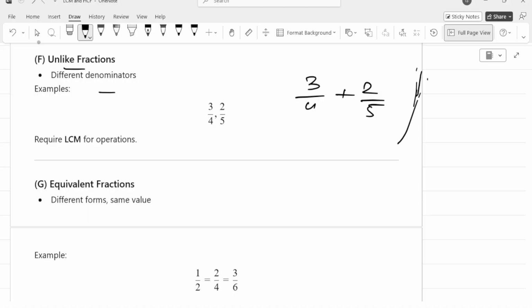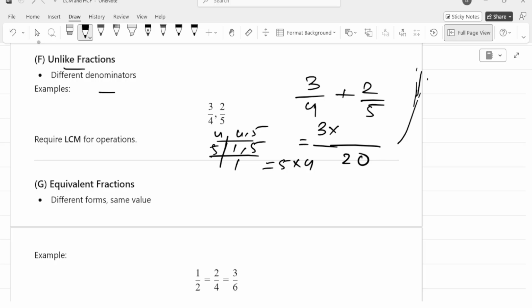First we take the LCM method, 4 and 5. What is the LCM? 4 ones are 4, and 5 ones are 5. Total LCM is 5 into 4, so 5 into 4 is 20. Now 4 divides into 20; as it is, we note down the numerator 3, and 4 into 20 is 5. Then we multiply by 5.